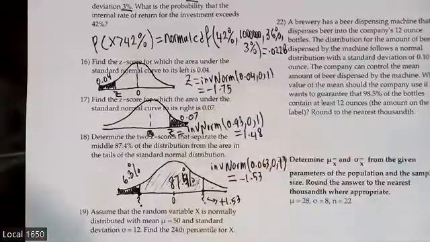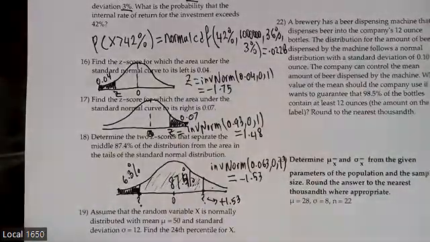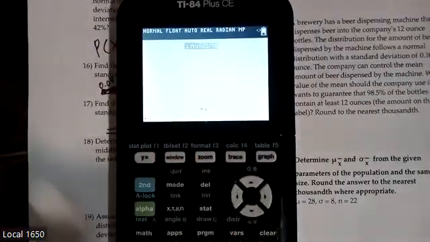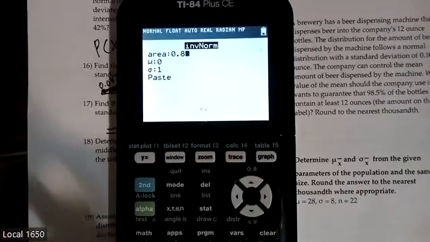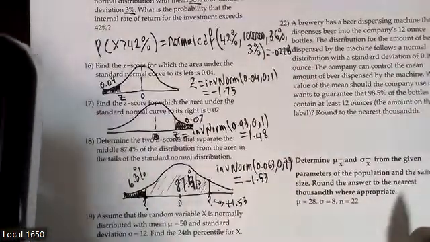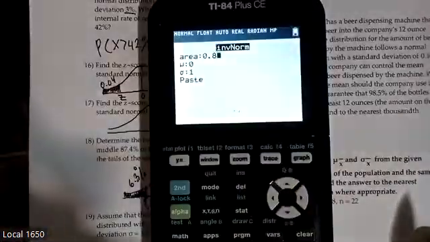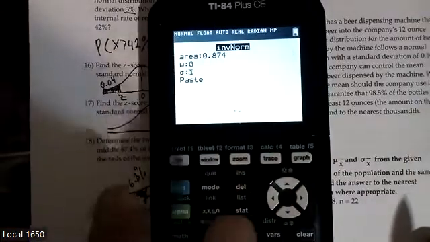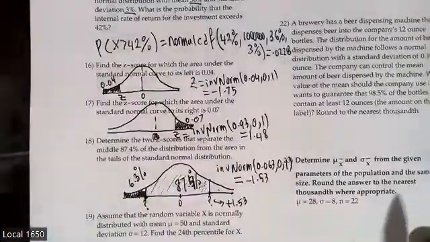But for students who have middle right center, look what you do. You go second inverse norm, you put 0.874. You choose 0, you choose 1, you choose center, and it will give you the two answers. That's the beauty of this program.